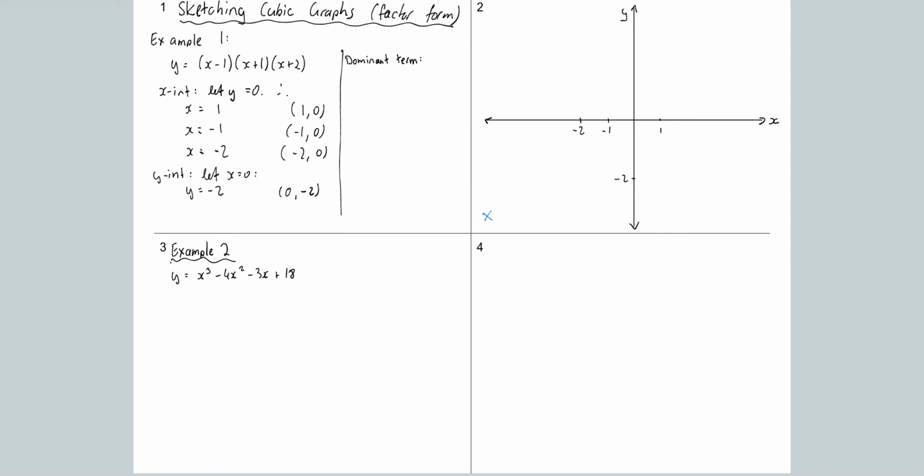Okay, so looking at the dominant term, the dominant term is just x cubed. Therefore, we're going to start in quadrant 3. Or if you don't want to remember the quadrant positions, just do that. It's going to start there. Dominant term is x cubed. Therefore, it starts in the third quadrant.